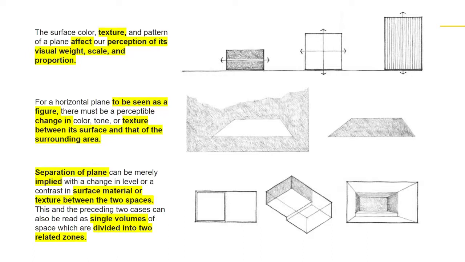So the surface, color, texture, and pattern of a plane affect our perception of its visual weight, scale, and proportion. As you can see, there is a visual weight. When there is texture in a short horizontal plane, you can see that it comes off as heavy, or it has its weight on it.